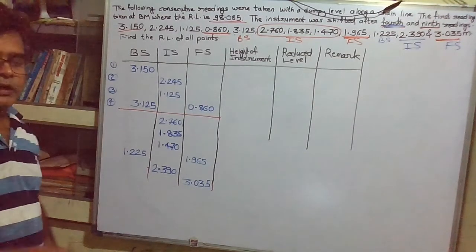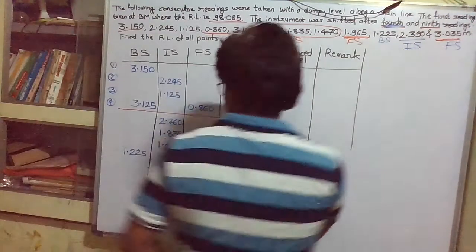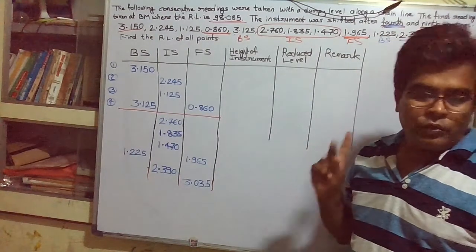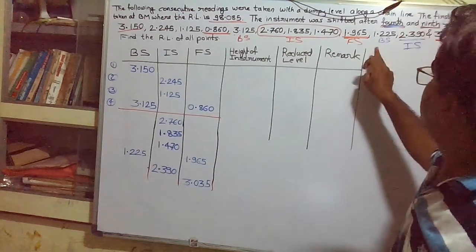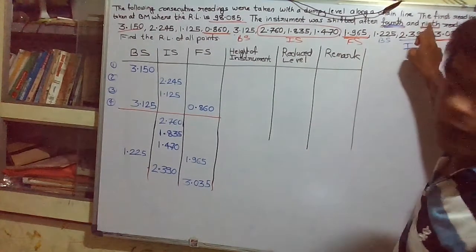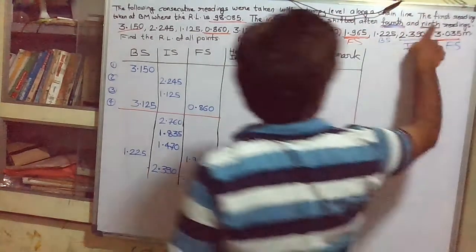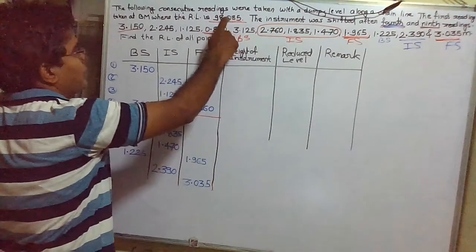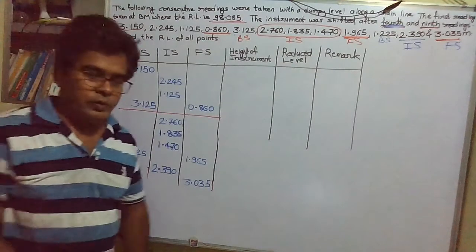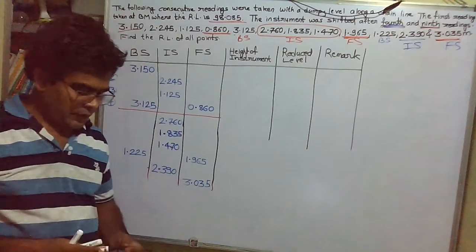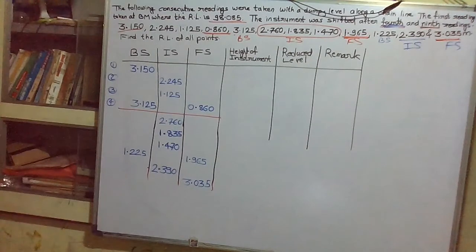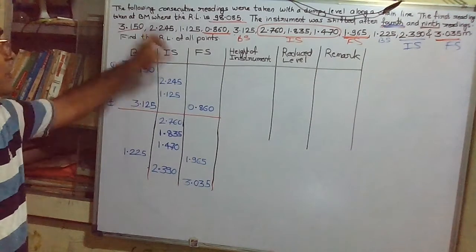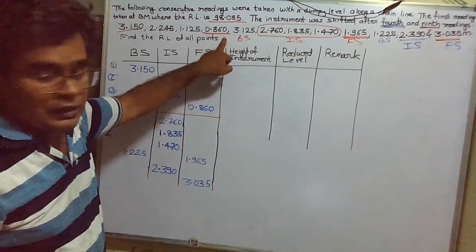So did you get it? These entries are important. Once these entries are right, we can proceed easily. Two things we have to keep in mind. What is the change point, after which reading we shifted the instrument? Here it is given: the fourth and ninth readings. We shifted the instrument there. Another thing to keep in mind is the RL where the known RL is. Now, the first reading we always write in the backside. That's why we have written it in the backside. Then the intermediate side, and wherever the instrument is shifted, that comes in the foresight.